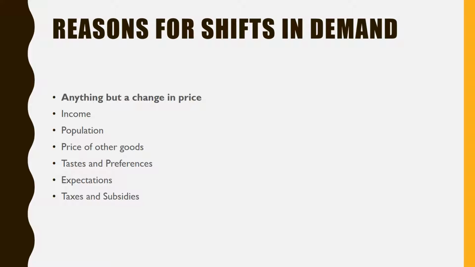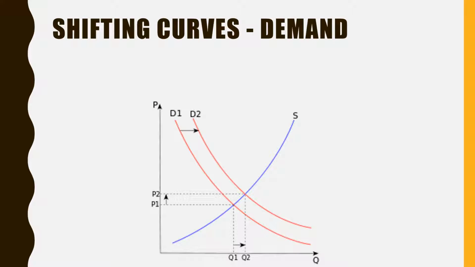We're also going to look at reasons for shifts in demand. That can be anything besides a change in price. I wrote some of the common ones here. Just be sure to note if you see anything with a change in price, that is going to be a change in the quantity demanded, not change in the demand curve itself. So we'll see income, population, price of other goods, tastes and preferences, expectations, and taxes.